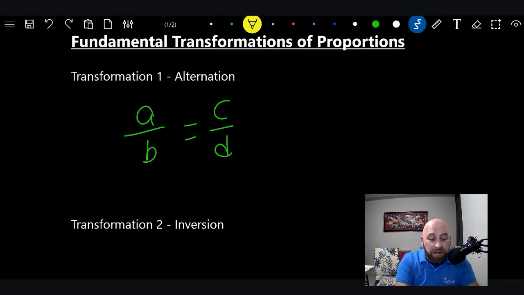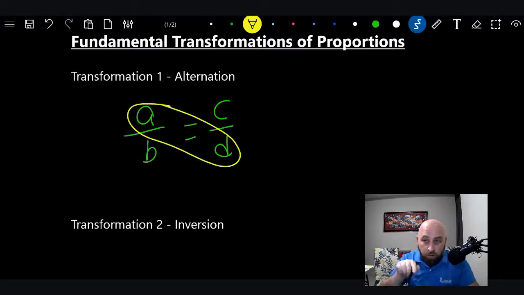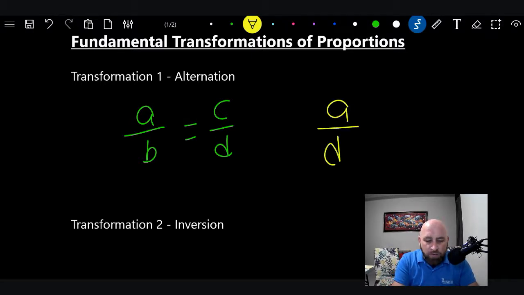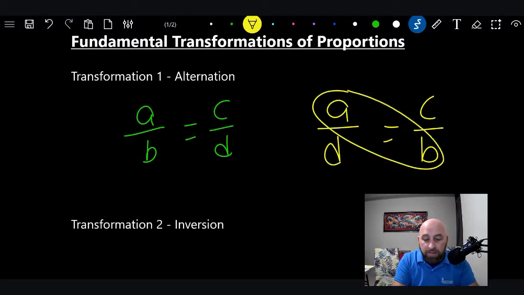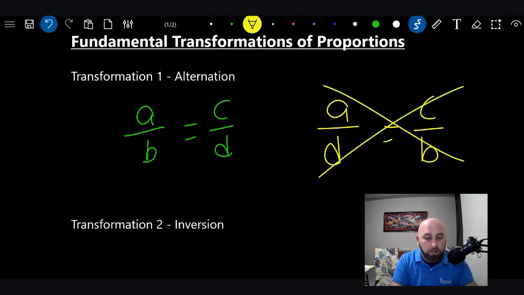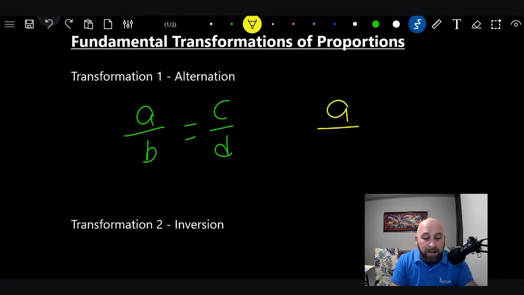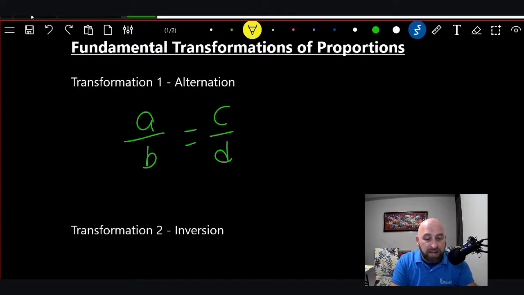What you cannot do is you can never alternate crossways, all right? So for example, I couldn't say A over D equals C over B. That's not going to work. I can't switch these two. They were up and down. These were up and down. I can't make them diagonal. This is wrong, okay?